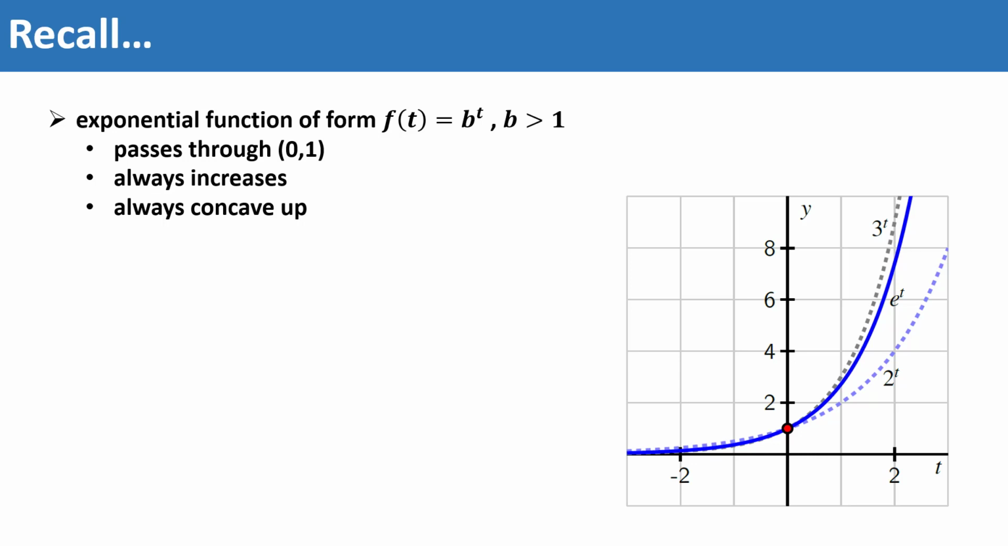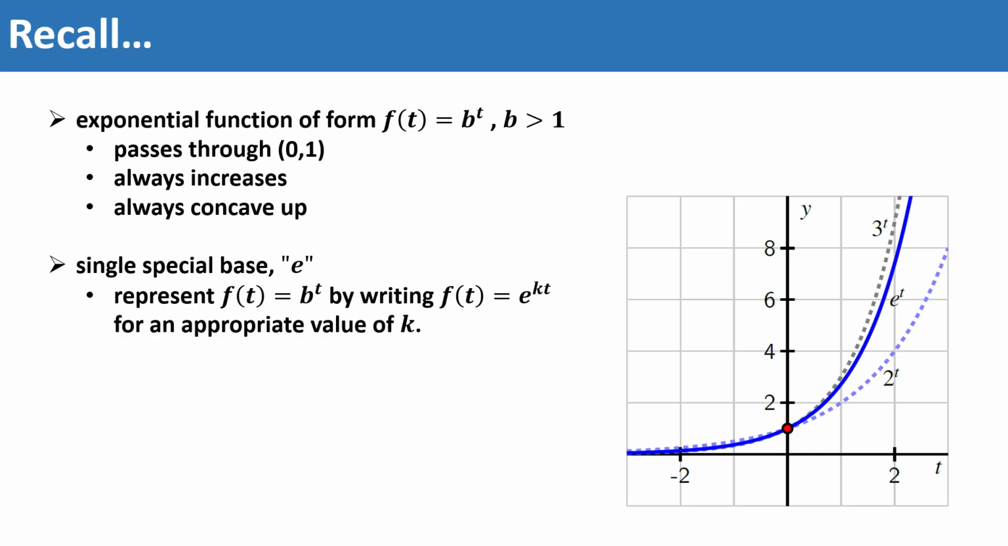Because of these similarities across a wide range of values of b, it turns out to be useful to choose a single special base that we will denote e, and use horizontal scaling to represent any exponential function of the form f of t equals b to the t by instead writing f of t equals e to the kt for an appropriate value of k.